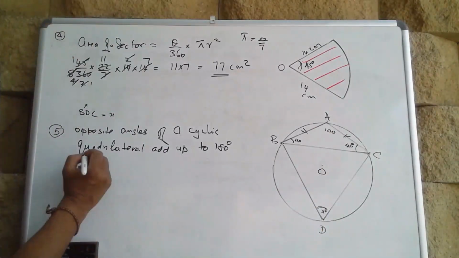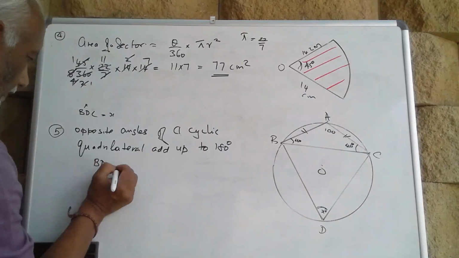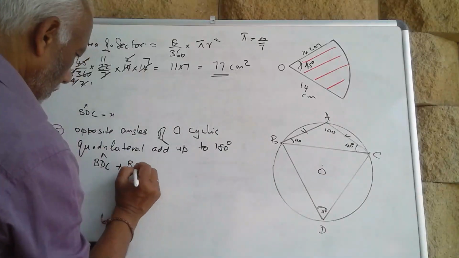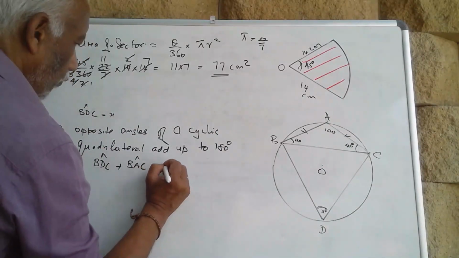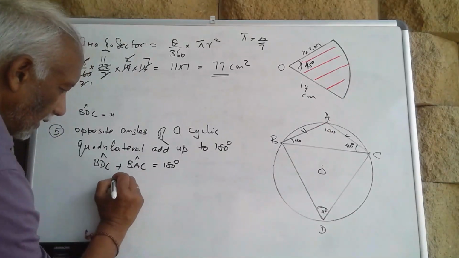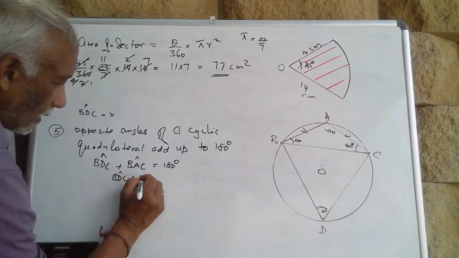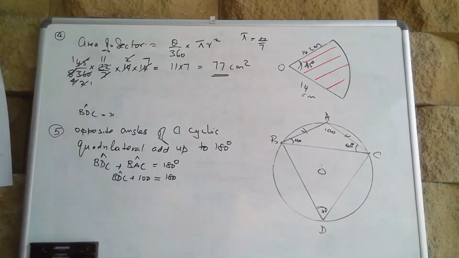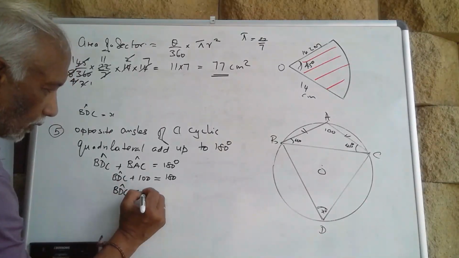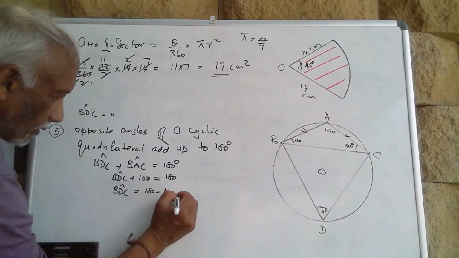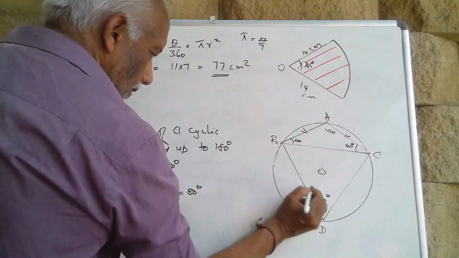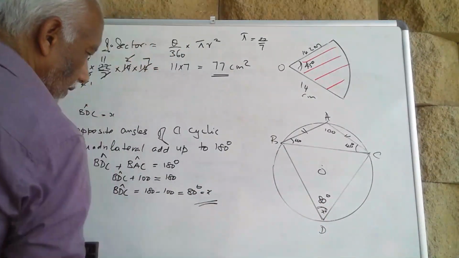So BDC plus BAC must be 180. But I know that BAC is 100. So BDC plus 100 must be equal to 180. Therefore, BDC is equal to 180 minus 100, which is 80 degrees. Therefore, I can simply write that X is 80 degrees. So that's the final answer for number 5.